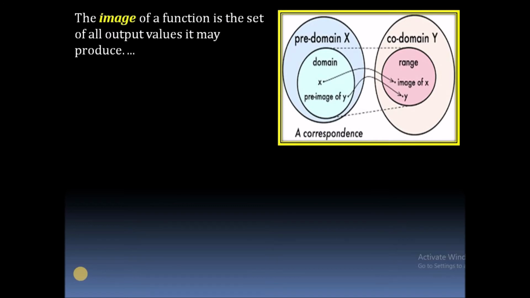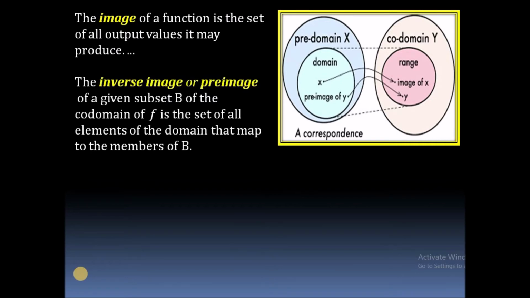Now, let us talk about image of a function. The image of a function is the set of all output values it may produce. You can see the figure here in domain X. The image of X lies in codomain Y. The inverse image or pre-image of a given subset B of the codomain of F is the set of all elements of the domain that map to the members of B.